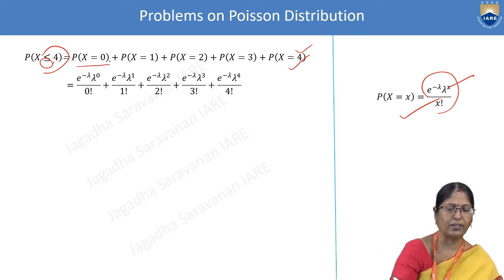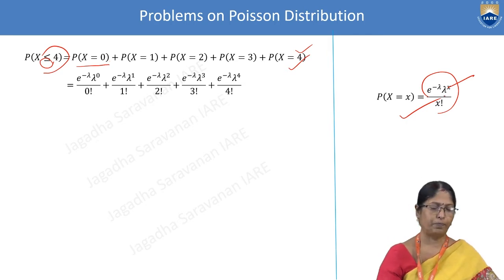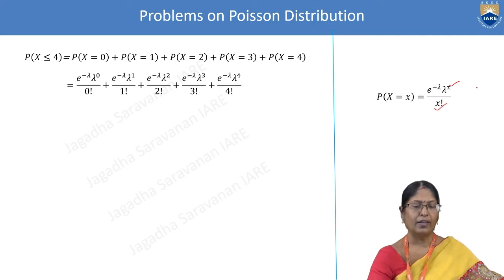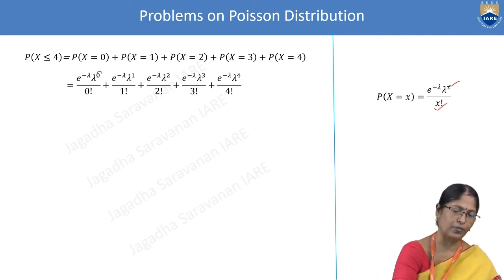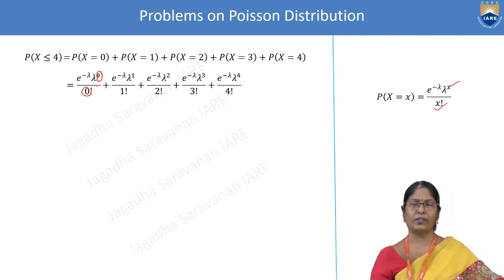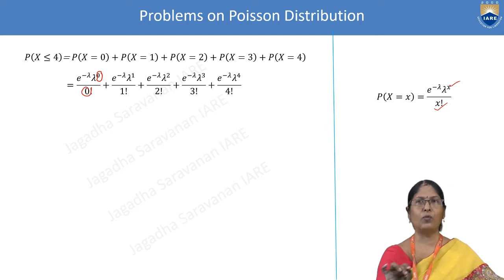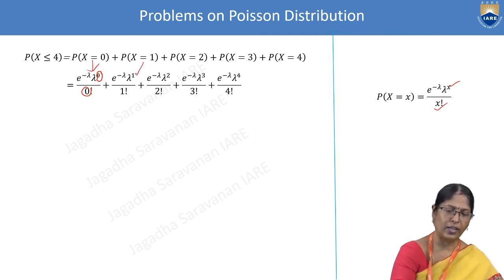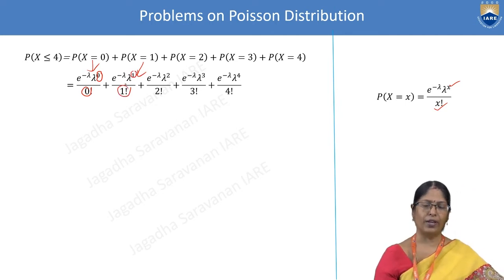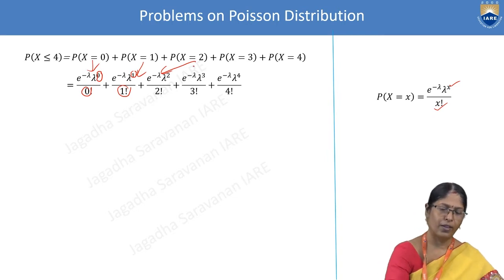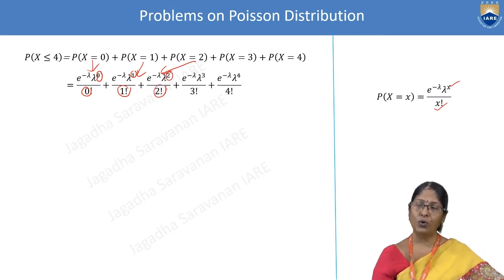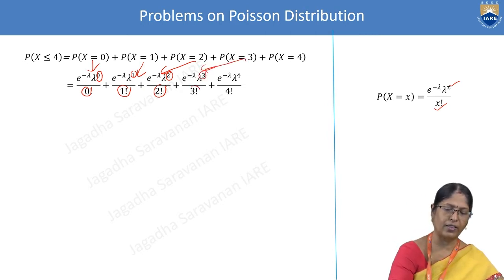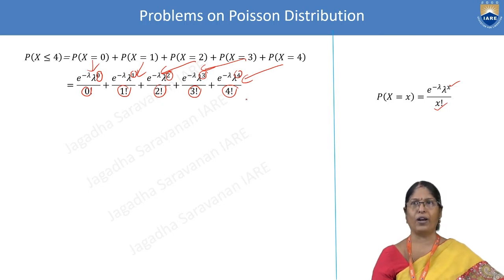First we apply x equal to 0; in the formula we put 0 in the x places. Lambda we also know, 2.5, but to save calculation time, right now we are not substituting. We are only targeting x equal to 0. Then x equal to 1 with 1 factorial, x equal to 2 with 2 factorial, x equal to 3 with 3 factorial, and x equal to 4 with 4 factorial.